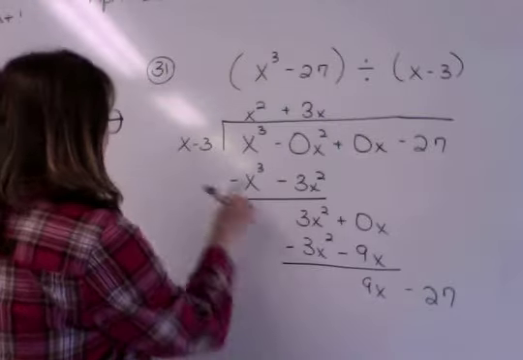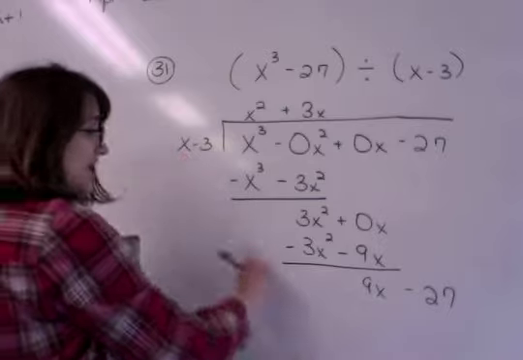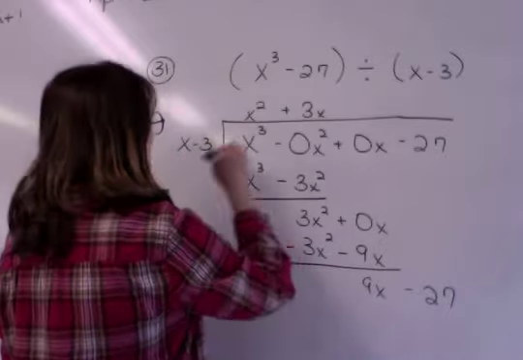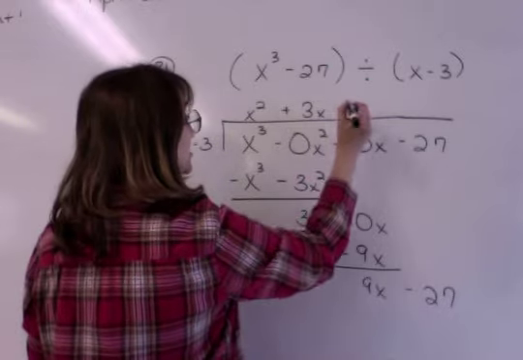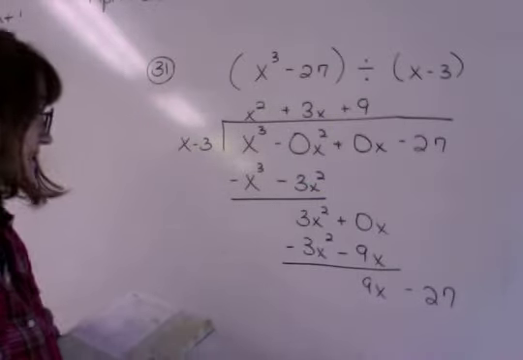I look here and I look at that x. What would I multiply to that x in order to get the 9x? So I would multiply that x, not with an x, but just a 9. I would multiply that by a 9.